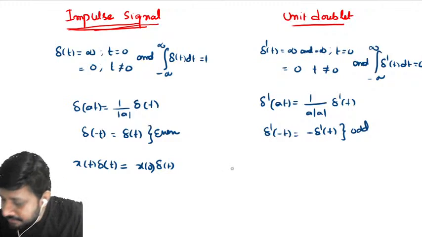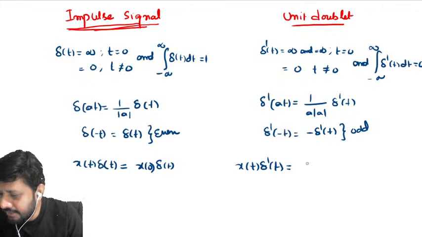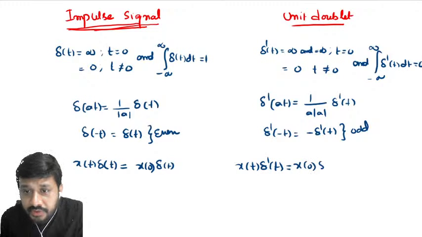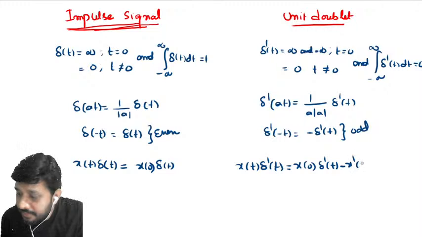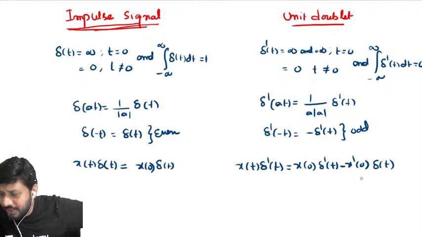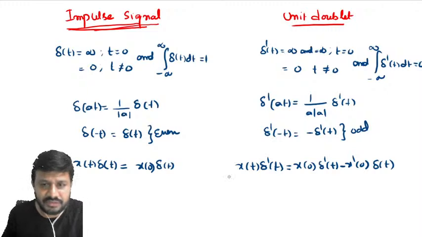Now in the same way, basic knowledge on this signal is enough for you. x of t into del dash of t is nothing but x of 0 into del dash of t minus x dash of 0 into del of t. Suppose if anybody asks you or talks about the unit doublet signal, you must be in a position to answer. Anyway, we are going to discuss in detail in LTI systems, because the unit doublet becomes the impulse response of a differentiator, and how to calculate the impulse response and how to check the stability of a differentiator we'll discuss in LTI systems. For that knowledge I am giving all these concepts here.